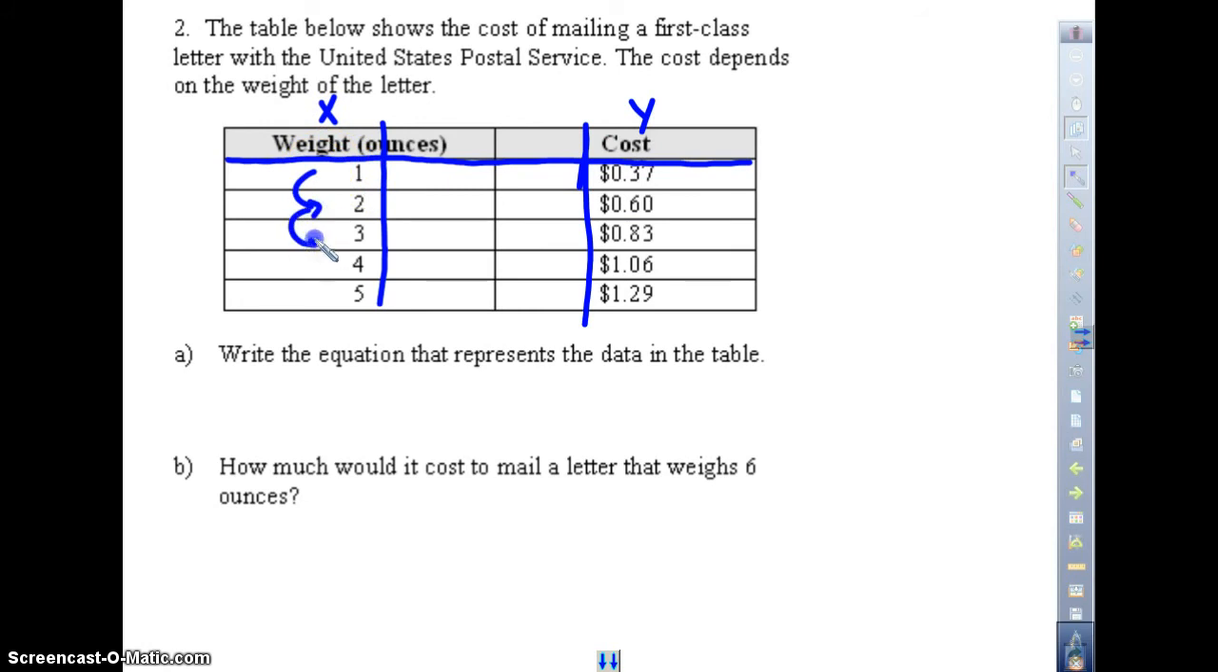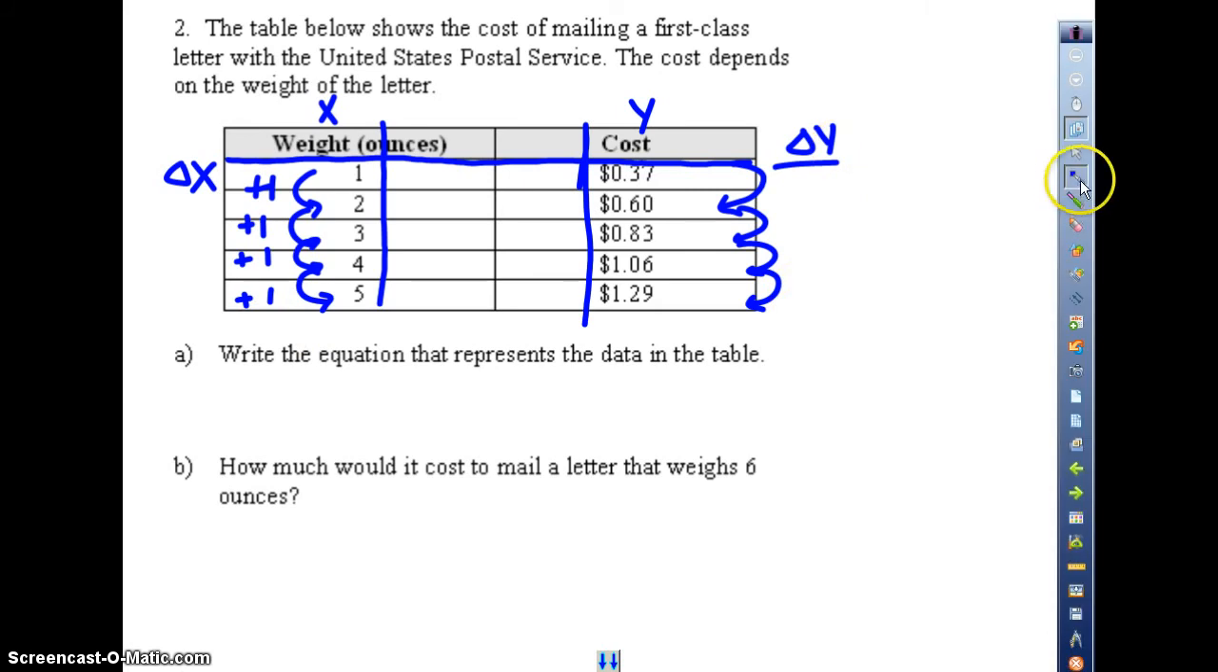I told you guys your goal is to make your X's do what each time? Increase by what? Yeah, your goal is to make all of your X's increase by 1. And I told you if you can do that, then you look at what? How is your Y's changing? What's the increase or decrease in your Y? So that's what you guys need to do next. My change in my X, it's always increasing by 1. What's the change in my Y's? What's happening with the Y's here? Are they going up or going down? Going up by how much?